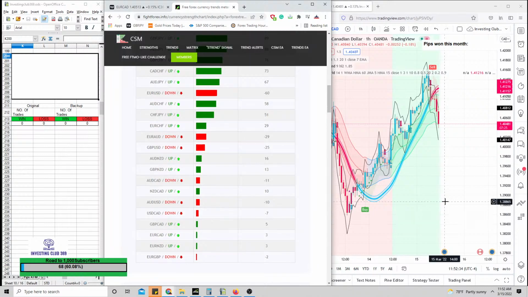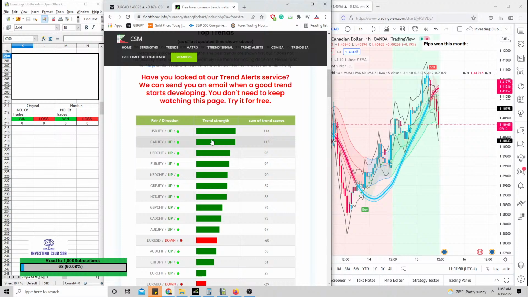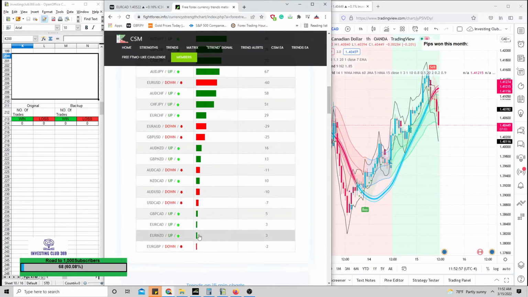So what I like about not being so strong is that you can catch it early. Whatever trend starts forming, you can catch it early, because these strong trends, they're already formed and they can end at any time. But these ones right here, the bottom ones, you can start trading them soon. I mean early. So the Euro CAD is starting to do an uptrend, but it's weak.